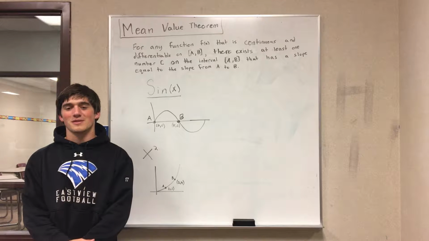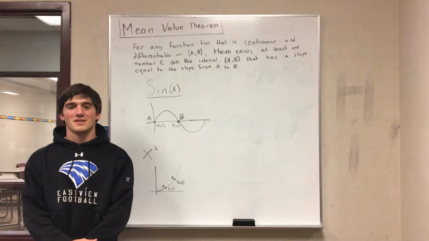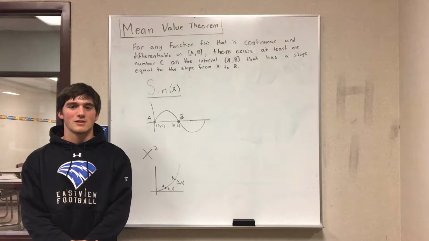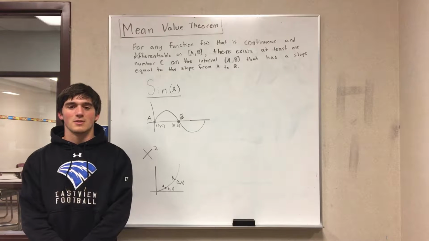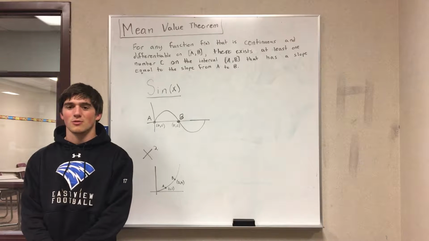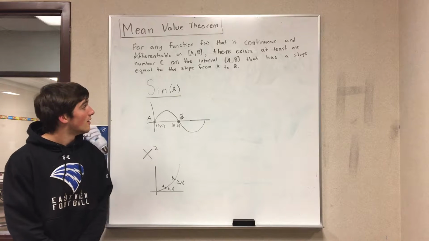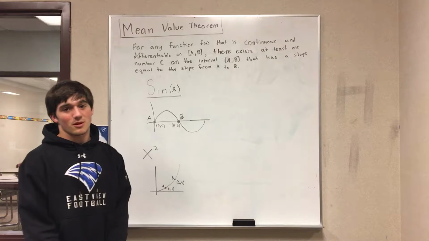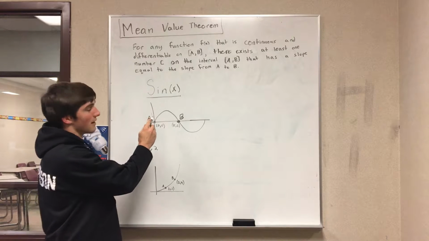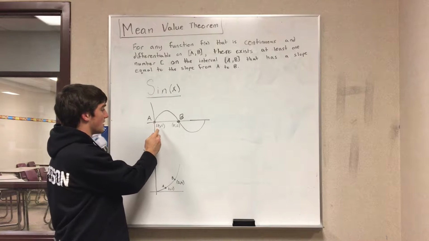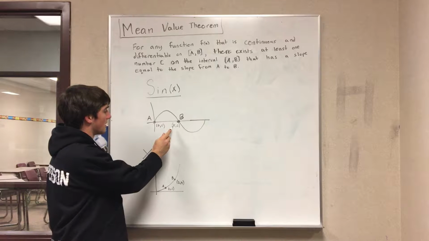The mean value theorem states that for any function f of x that is continuous and differentiable on the interval a to b, there exists at least one point c on the interval a to b that has a slope equal to the slope from a to b. So for my first example problem, I will be discussing sine of x from the point a at x equals 0 to b at x equals pi.